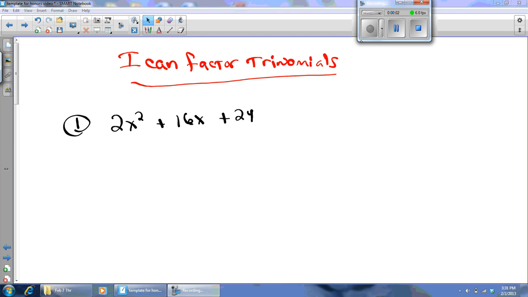Hello, algebra students. Today we're going to learn how to factor different types of trinomials. Trinomials where the lead coefficient is not 1.